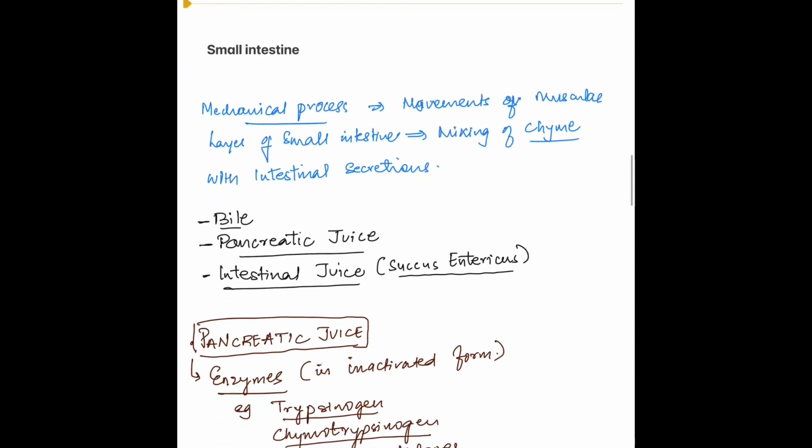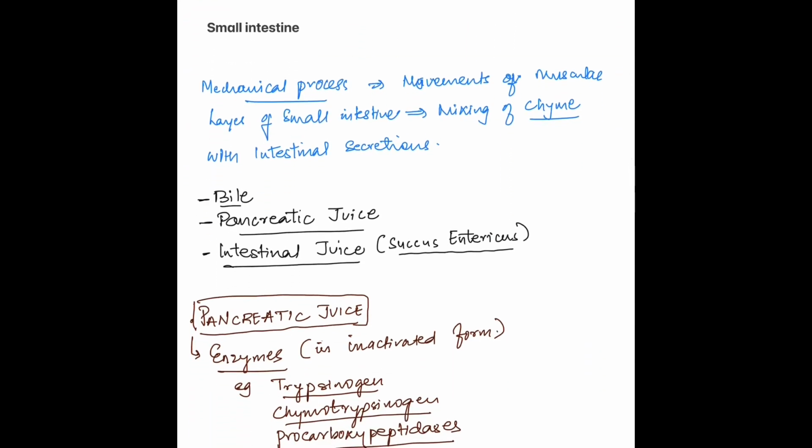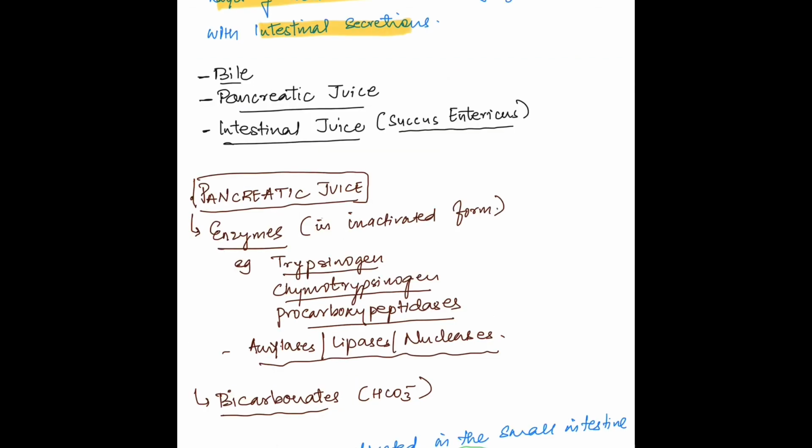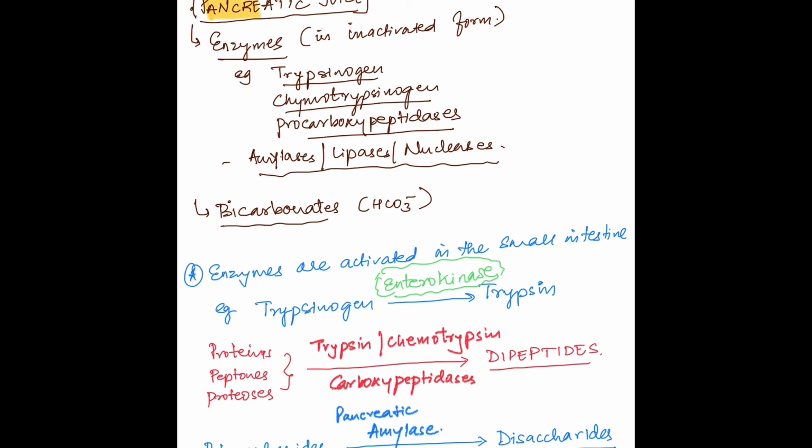When chyme reaches the small intestine, movements of the muscular layer of the small intestine mix the chyme with intestinal secretions. And the intestinal secretions contain bile, pancreatic juice, and intestinal juice, which is also known as succus entericus. Let's look at pancreatic juice first. It contains enzymes and bicarbonates. Bicarbonates provide alkaline pH of the small intestine and also protect the mucosa of the small intestine from gastric acid.